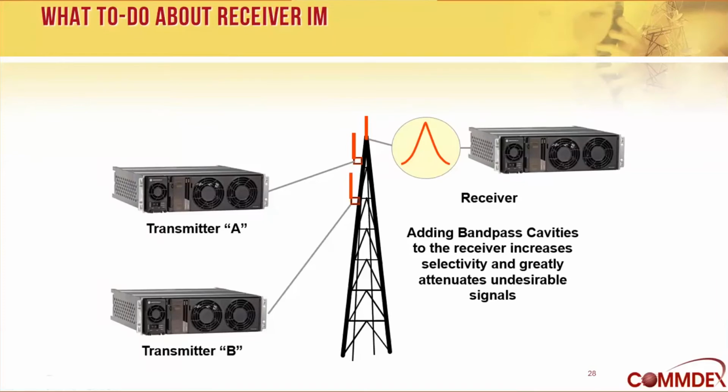So if we're getting intermod, once again, we're going back to what can we do to resolve some of the issues. We look at transmitter B combining to cause intermod on receiver A. We can add bandpass cavities to the receiver, again, assuming it doesn't occur right on top of the receive frequency. If it's nearby, we can filter it out with bandpass cavities.